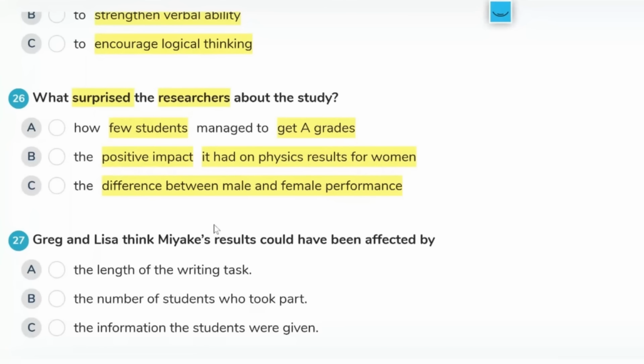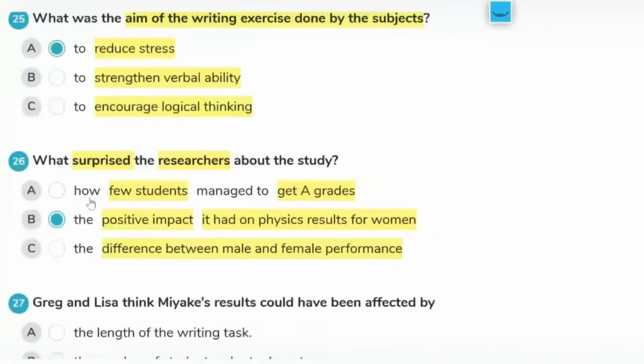And look at the language that they used. But what the researchers in the study hadn't expected. What the researchers hadn't expected means surprised. Was that this one activity raised the women's physics grades from the C to the B range. Okay, from the C to B range, and that is the positive impact it had and they hadn't expected. So for surprise, they use that language. And this is what they want to check, that you know this level of English or not.